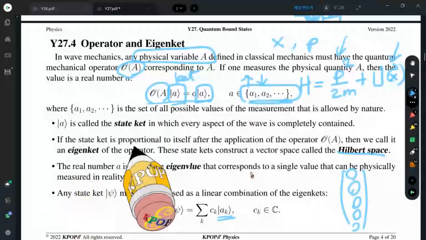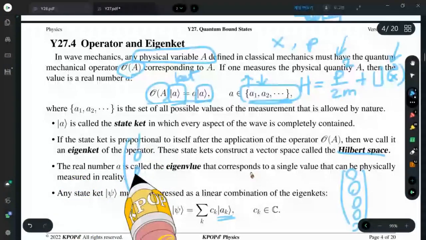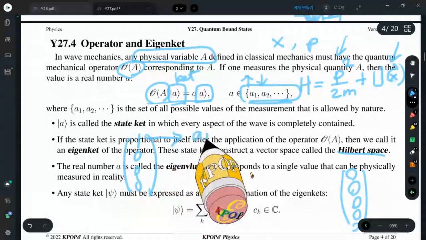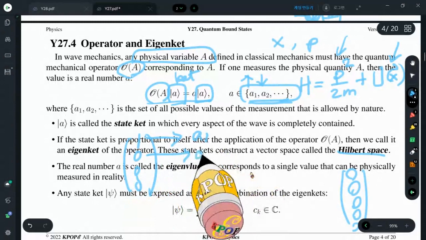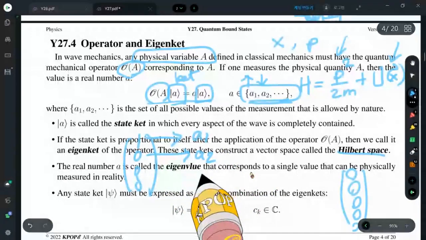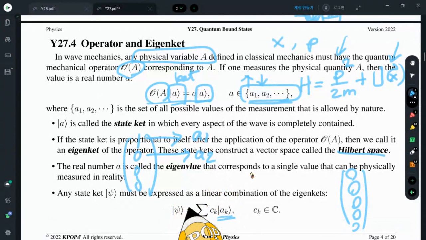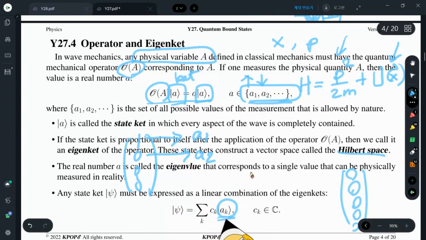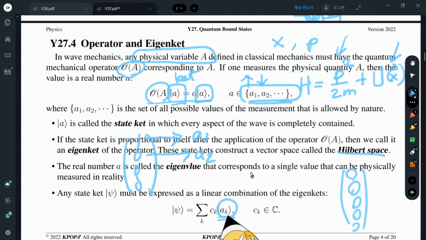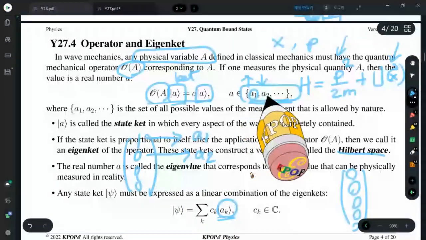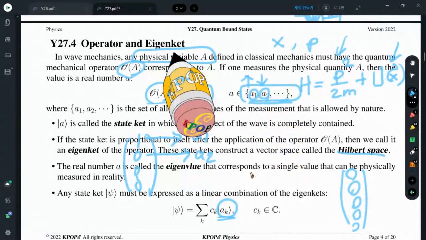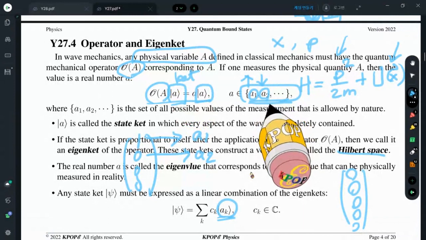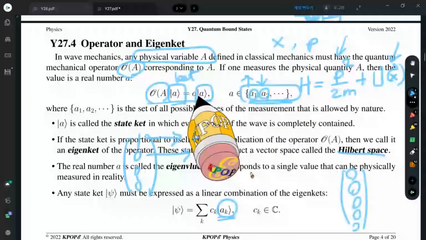And the state, for example, 1, 0, 0, this one gives a equals a1, a2, and they are assumed to be all different. Therefore, this ket represents the physical state with the eigenvalue. The measured value is called the eigenvalue. A physically measurable quantity whose value is called an eigenvalue.